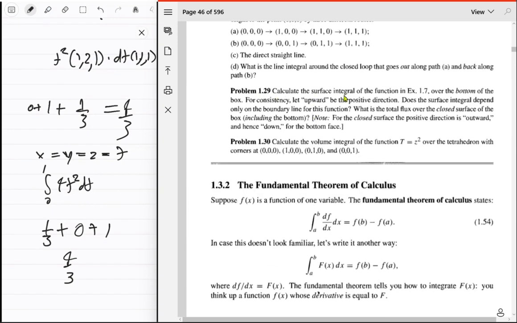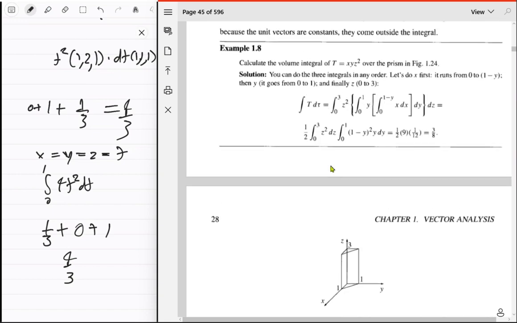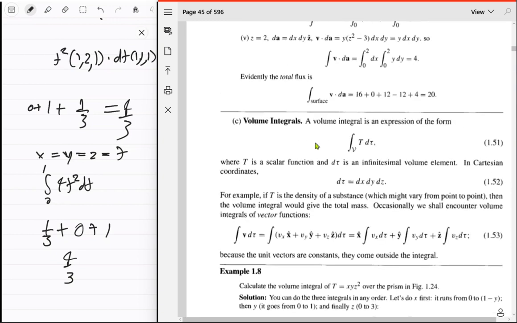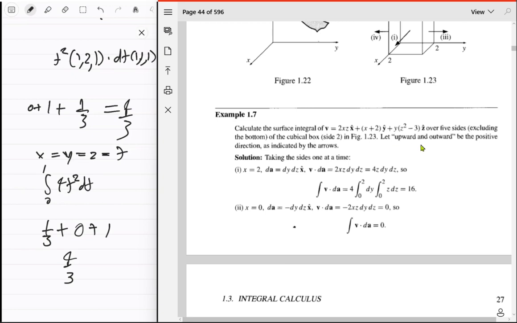Problem 1.29. Give the surface integral of the function in exercise 1.7 over the bottom of the box. Okay. For consistency, let upward be the positive direction. Does the surface integral depend only on the boundary line of this function? What is the total flux for the closed surface of the box, including the bottom? Note for a closed surface, the positive direction. Wait, what's 1.7? Where's that? This is 1.8. 1.7 is this.